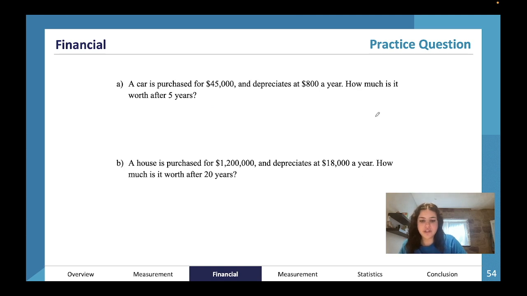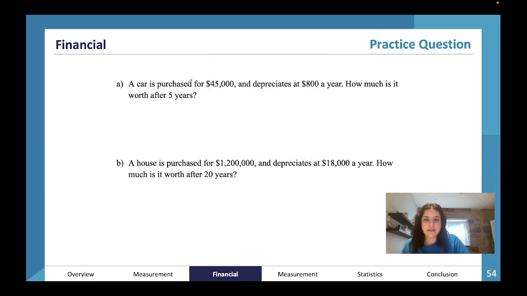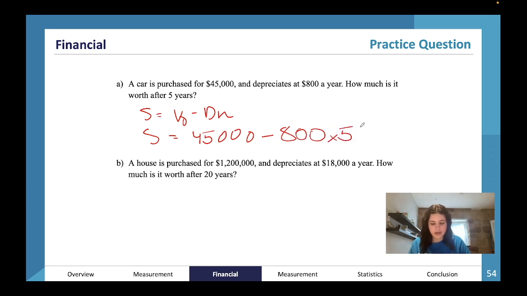Okay, a car is purchased for $45,000 and depreciates at $800 per year. How much is it worth after 5 years? Okay, so we have our salvage value equals our current value minus depreciation times time periods. Salvage value is going to equal $45,000 minus our depreciation, which is $800 per year for 5 years, so times 5. Pop that into our calculator: 45,000 minus 800 times 5 gives us $41,000.